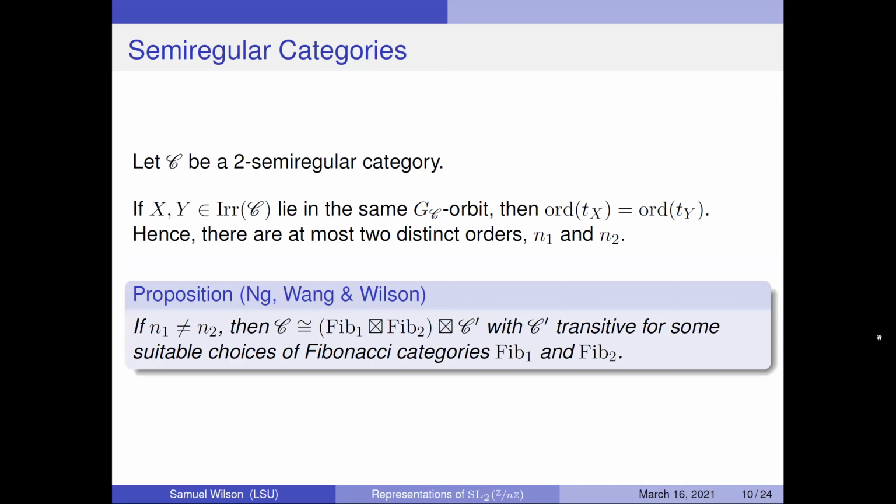And one of the things that we proved so far is that if the two orders are in fact distinct, then we can describe the category pretty precisely. It's exactly the Deligne product of two Fibonacci categories and then a transitive category. And since the transitive categories are already classified, this classifies them completely. So is that clear so far? Any questions?